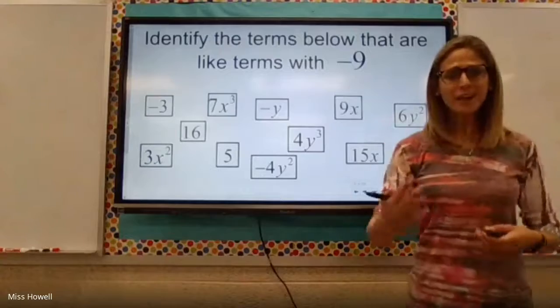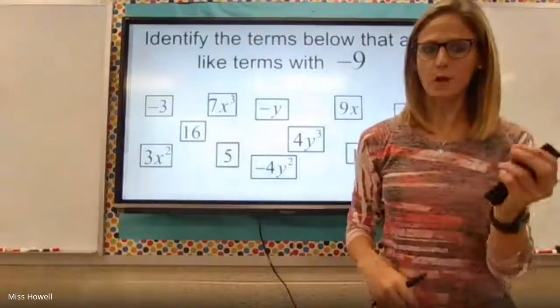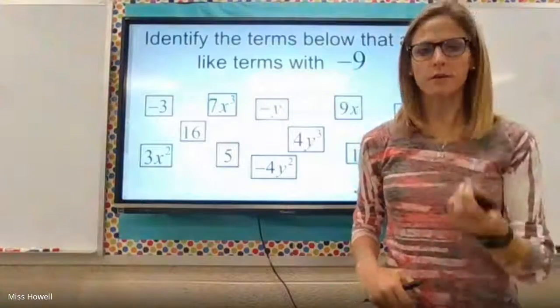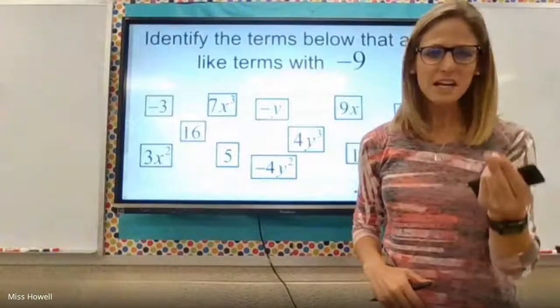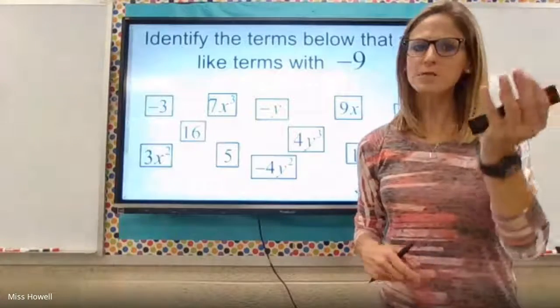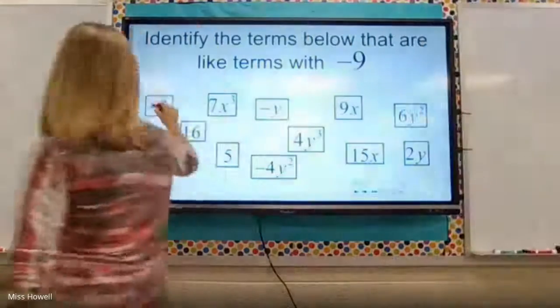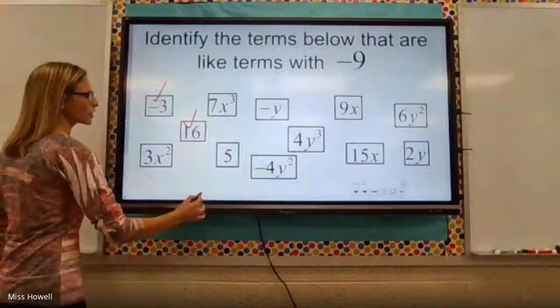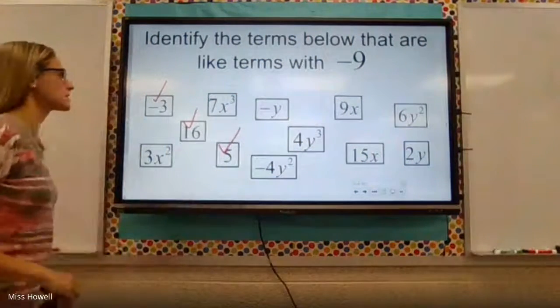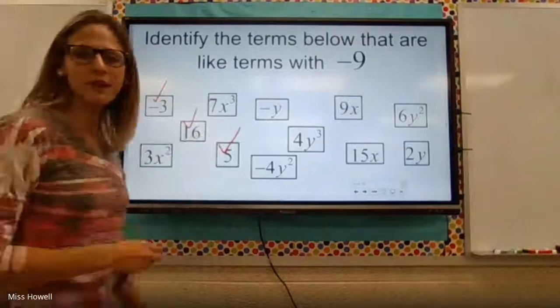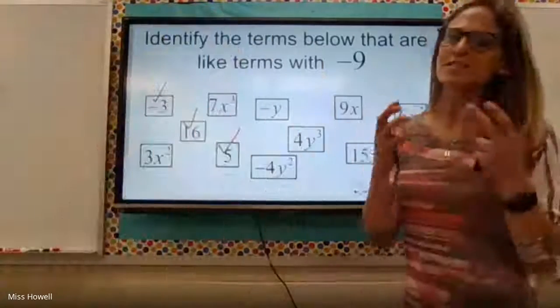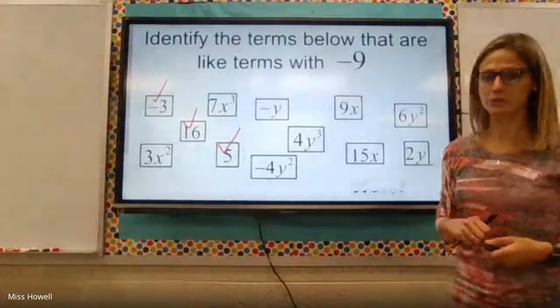All right, so if we say, identify all the terms below that are like terms with negative 9. Negative 9 is just a number with no variable at all. It goes with any other just number. Positives, negatives, fractions, decimals, as long as there's no letter, it goes with this negative 9. So negative 3 would work, 16 would work, 5 would work in this case. All others have some type of variable going on, and they would not be part of this group with negative 9, so be careful.